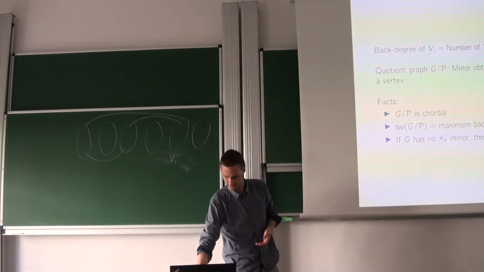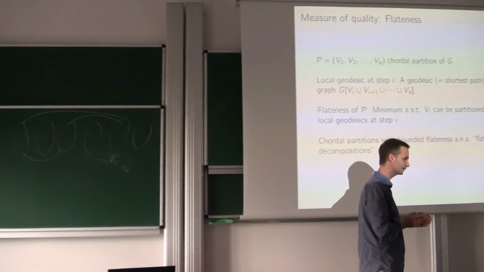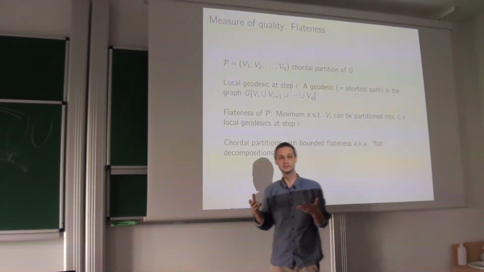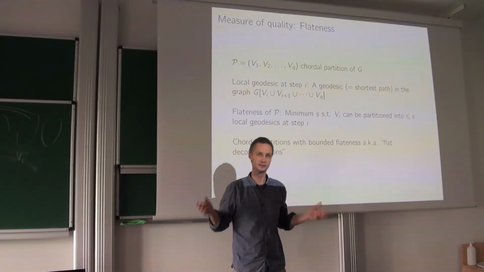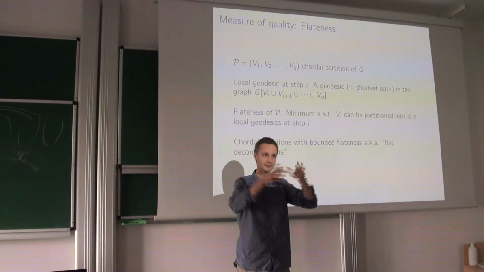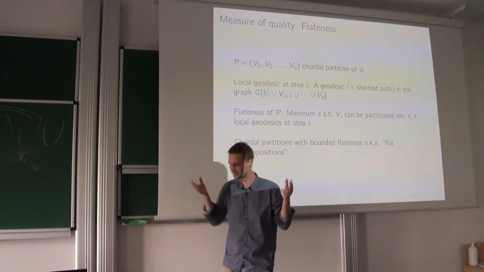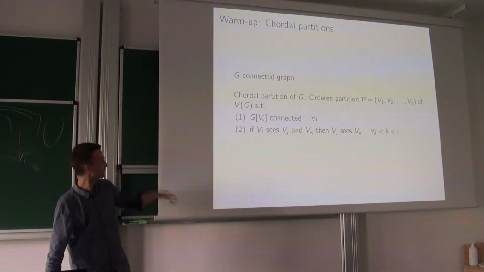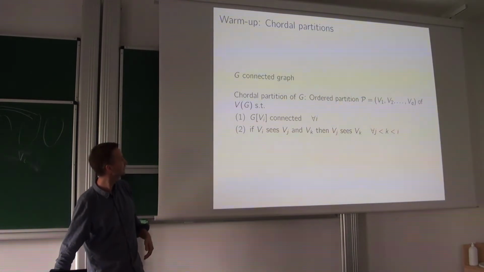Okay, so we are going to use that. So far, the notion of chordal partition is not that interesting in itself because every graph has a chordal partition. I could just take all vertices and put them into V1 and just have one set V1. That's a valid chordal partition. It trivially satisfies the properties of chordal partitions that we have here, assuming that your graph is connected.